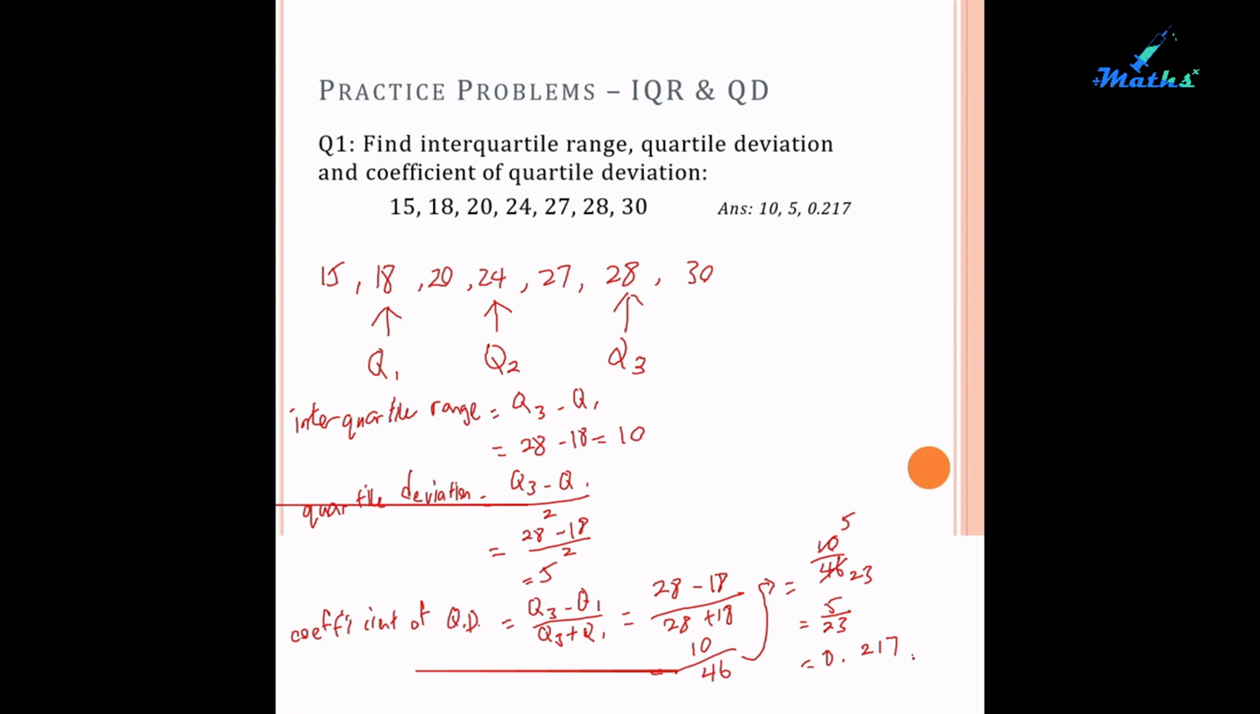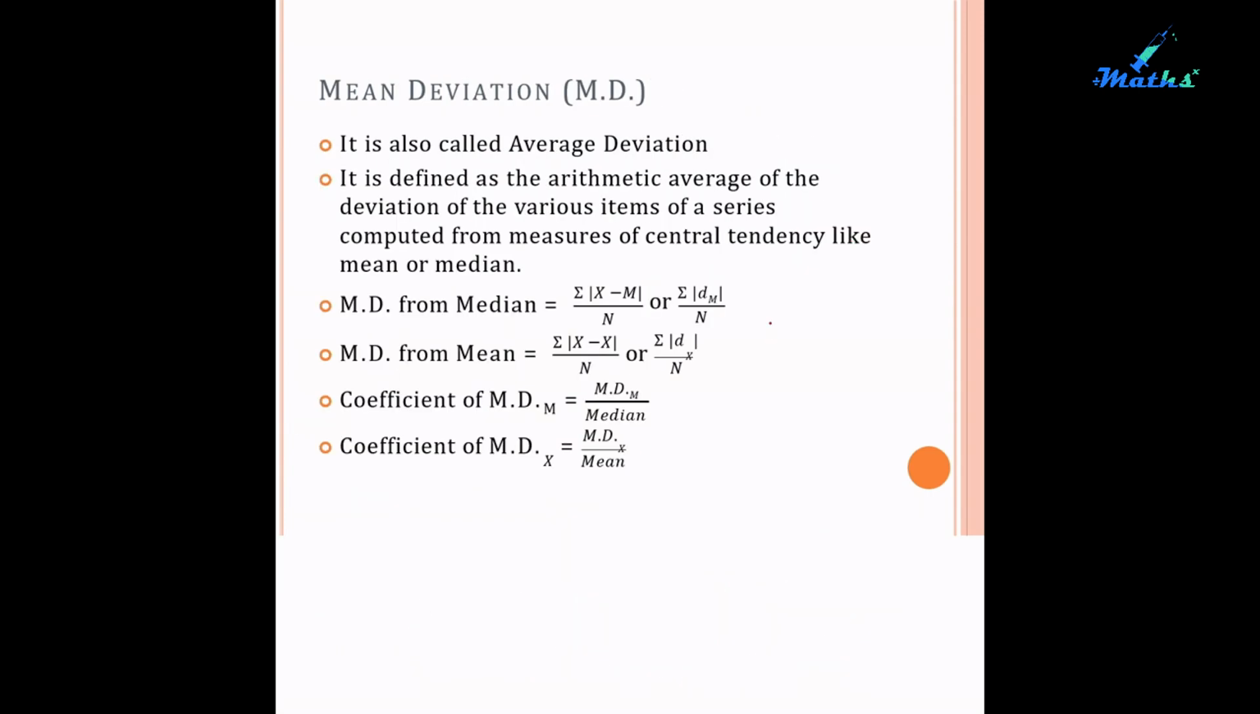0.217. Okay, and this is our answer. It's the same as the answer that we got. And the last is the mean deviation, which is MD. It is also called average deviation. It is defined as the arithmetic average of the deviation of the various items of a series computed from measures of central tendency like mean or median.